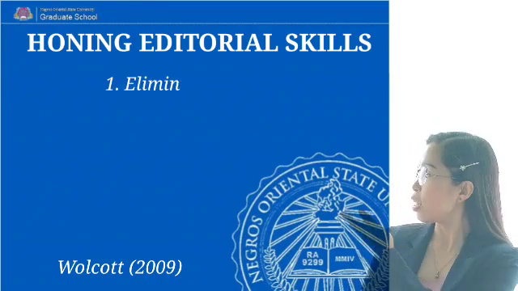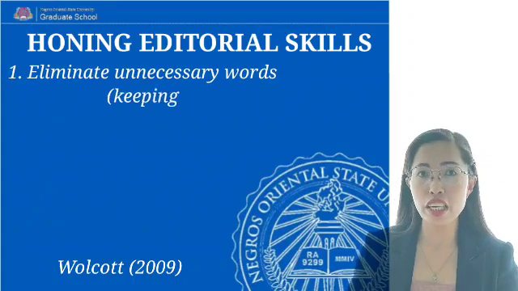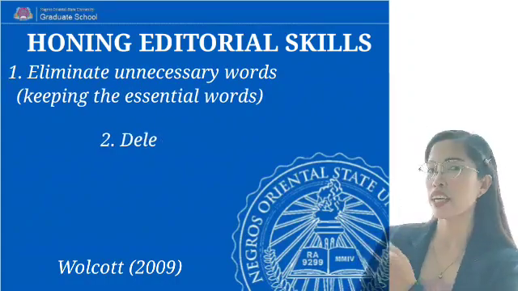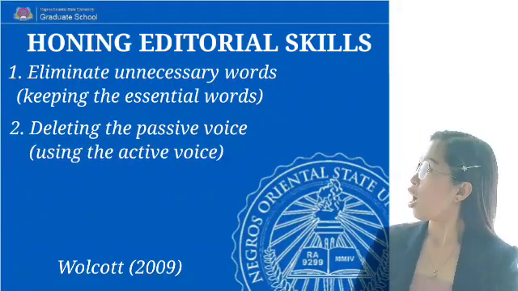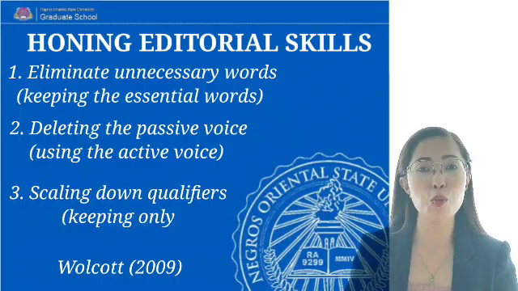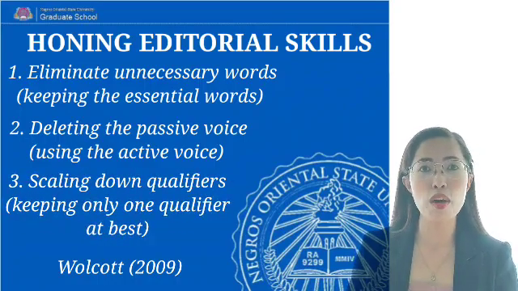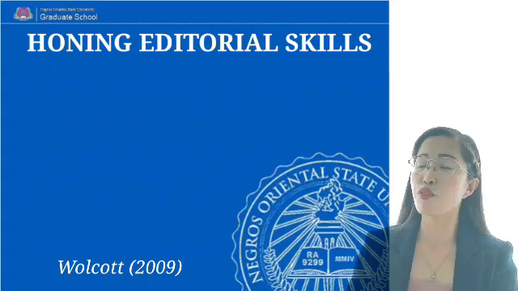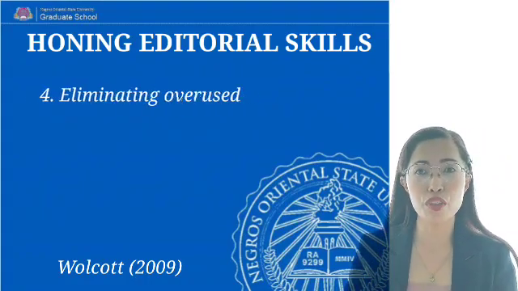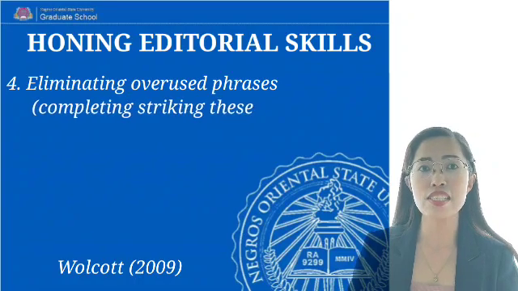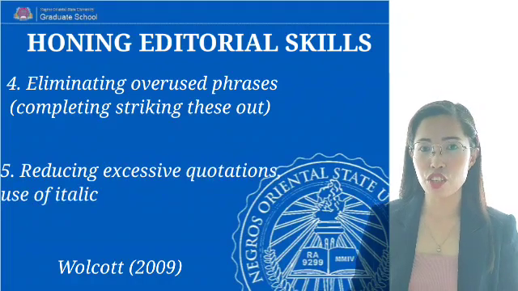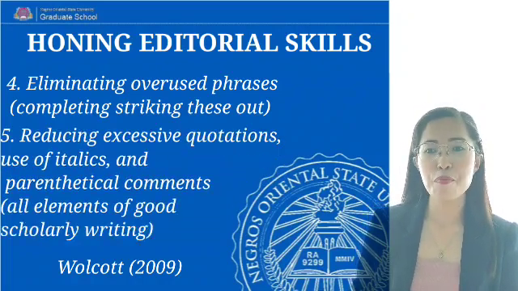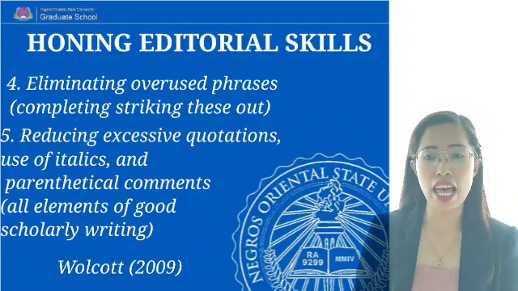First, eliminate unnecessary words, keeping the essential words. Second, delete the passive voice, or use the active voice. Third, scale down qualifiers, keeping only one qualifier at best. Fourth, eliminate overused phrases, completely striking them out. And fifth, reduce excessive quotations, use of italics, and parenthetical comments, as all are elements of good scholarly writing.